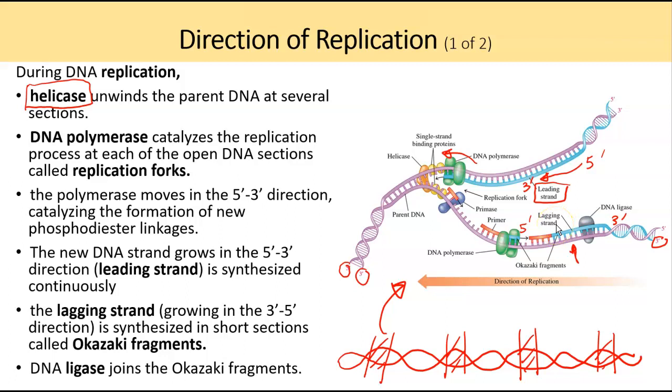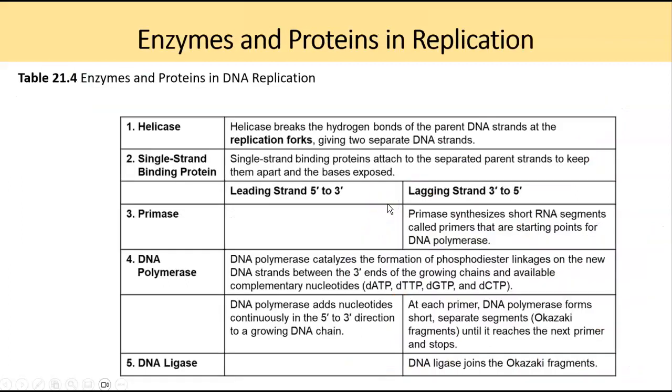So the enzymes and proteins are required for this process. And we will learn what those enzymes and proteins involved in the DNA replication process are, and it's summarized here. First, the helicase enzyme will break the hydrogen bonds between the complementary base sequences of the parent DNA strand at the replication forks. So this will give two separate DNA strands.